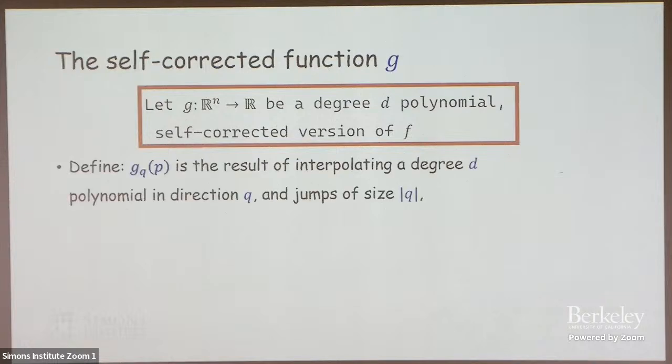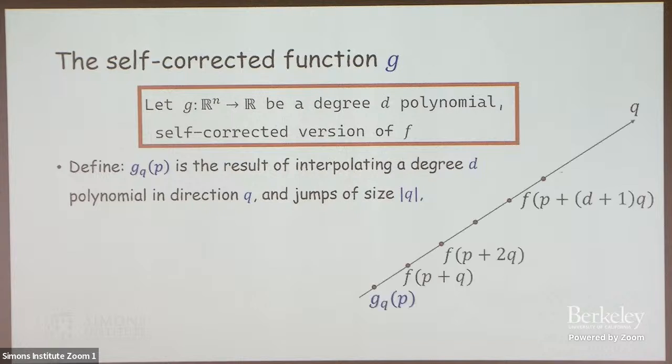Okay, so the way that we would like to define the function, let us define g sub q, where we think about q as a direction. And this will be the result of a degree d polynomial in direction q. We can take the f points, interpolate, and just calculate g sub q. And then we wish to have g of p be the majority over all q's, a weighted majority over the normal distribution here.